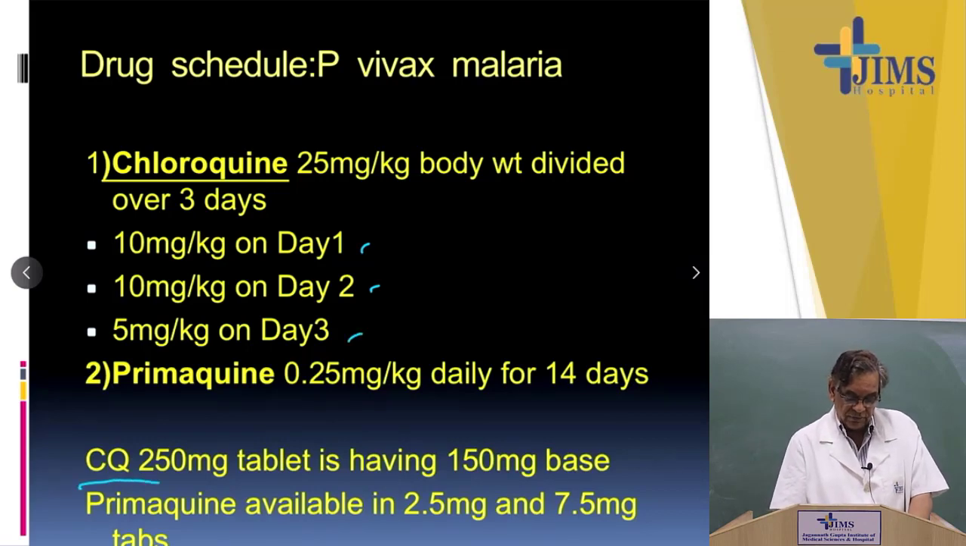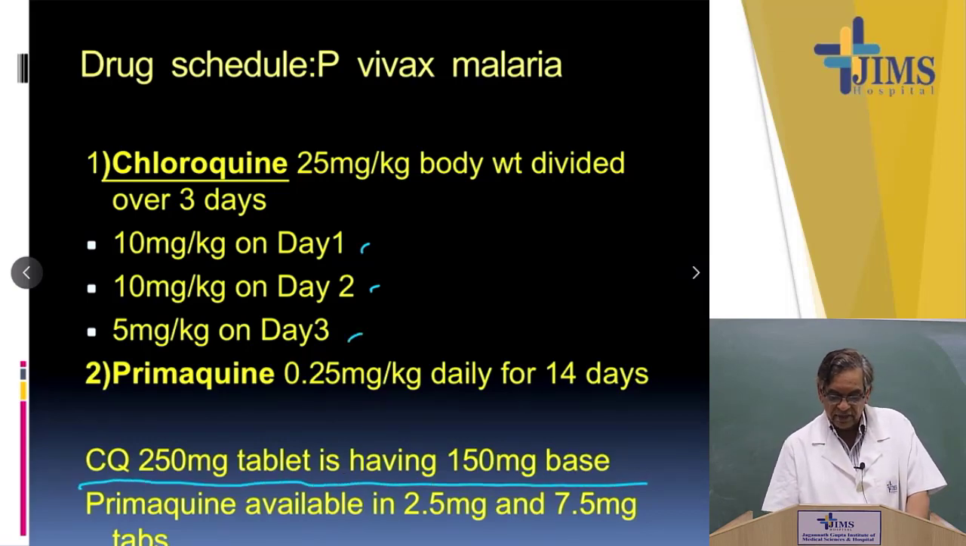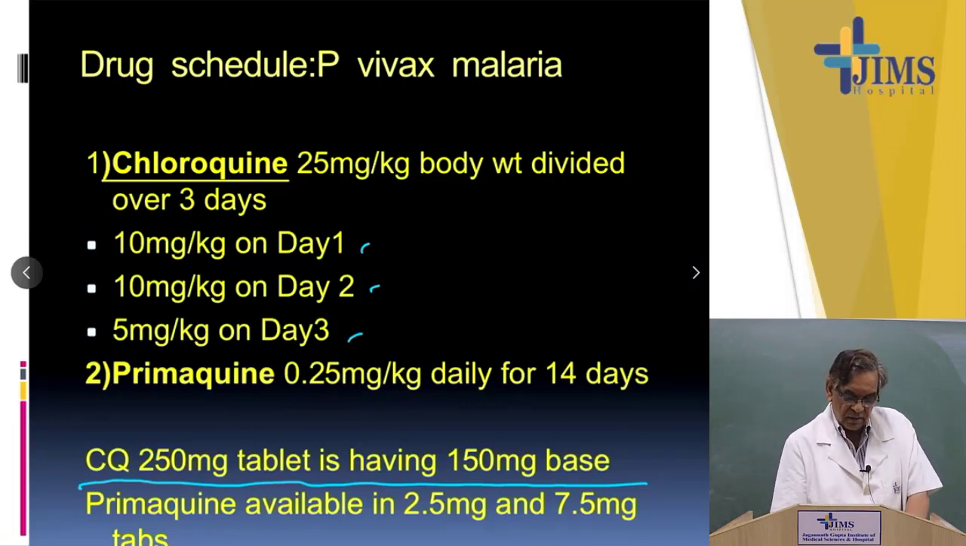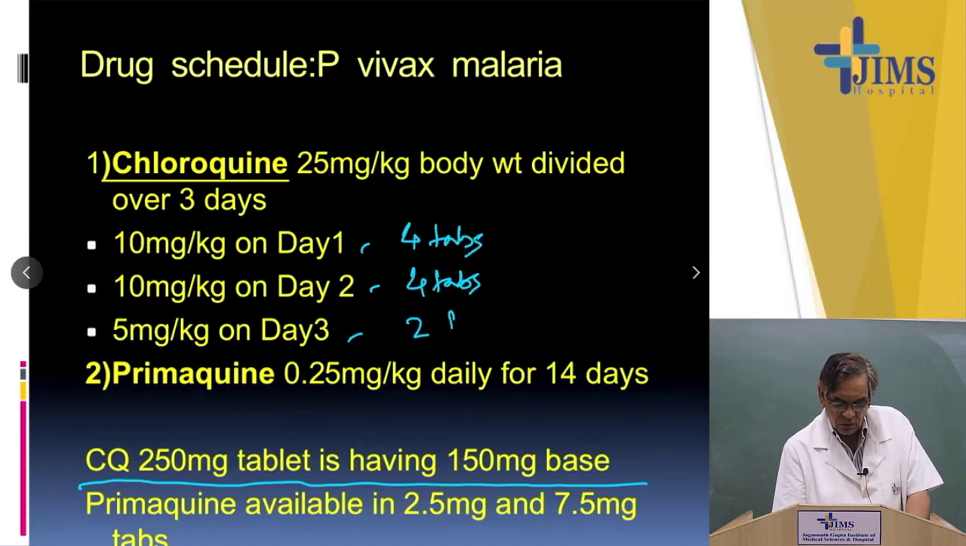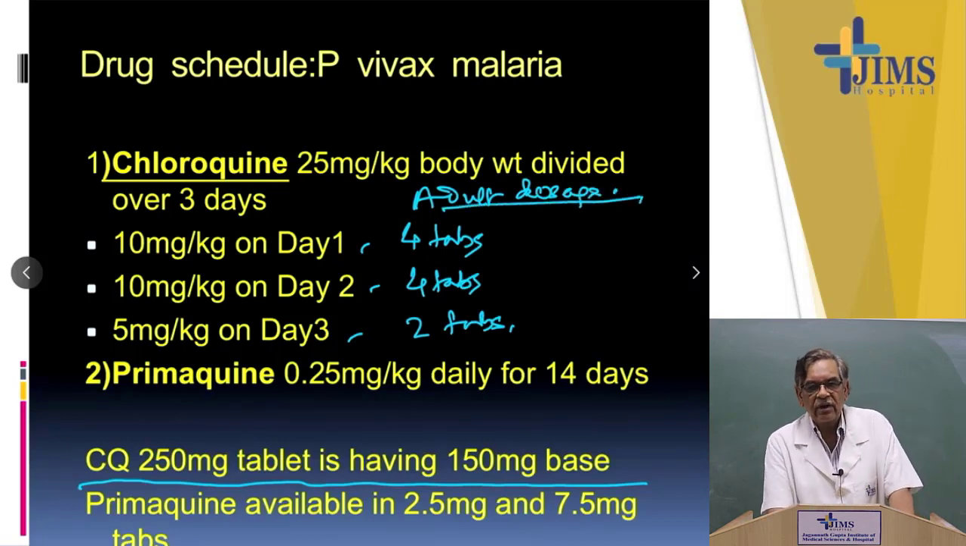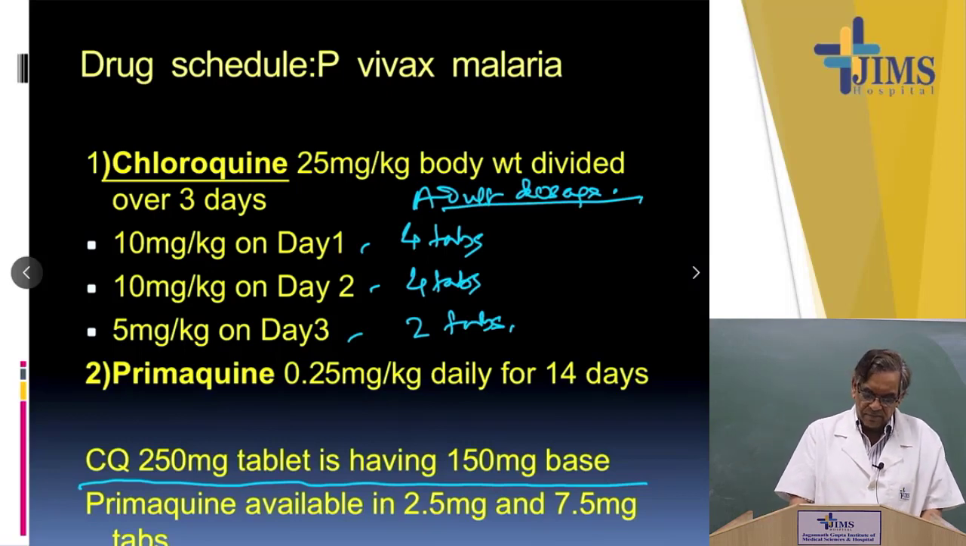A chloroquine 250 mg tablet has about 150 mg base. So 150 mg base means you're giving 4 tabs adult dose, 4 tabs adult dose, 2 tabs of chloroquine adult dose. These are all adult doses. Chloroquine is never given on an empty stomach. Always give chloroquine after food.